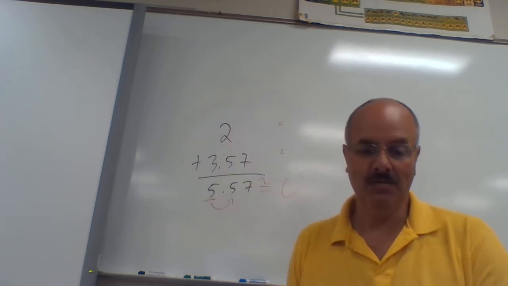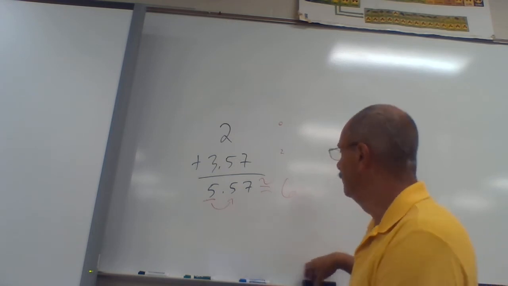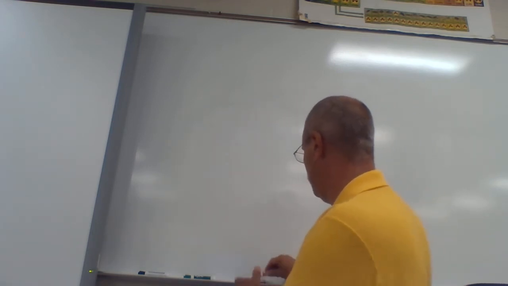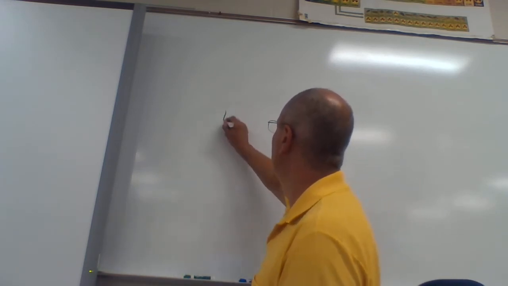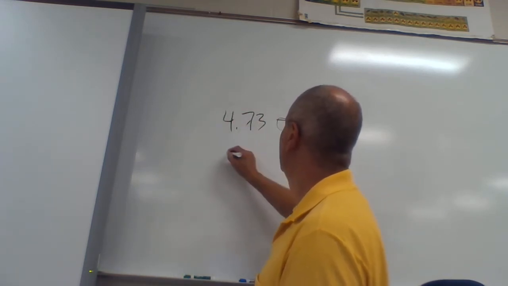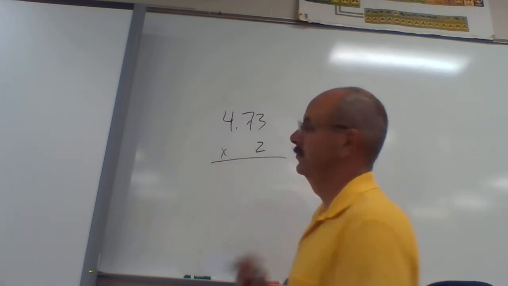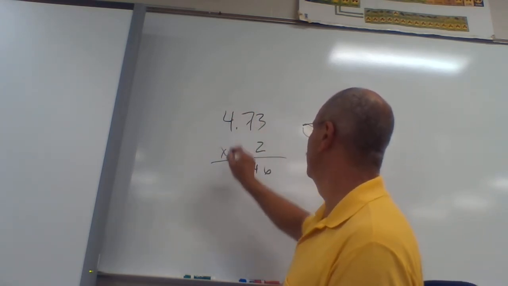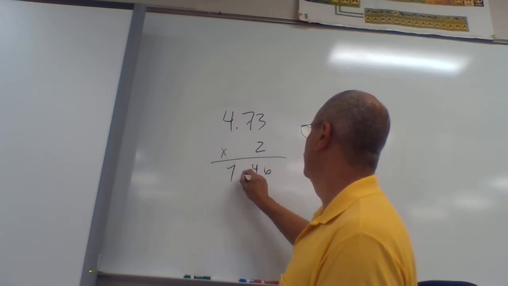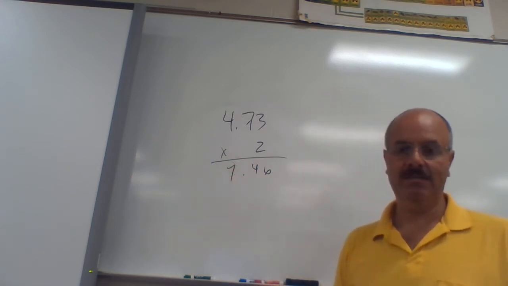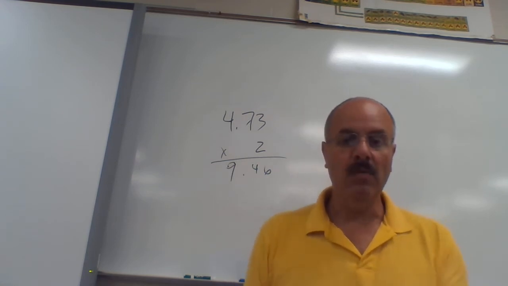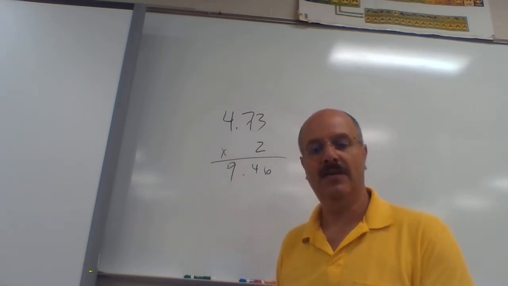Now let's go to the second rule. What if we multiply or divide? Let's try another one. Multiplying or dividing. Let's go 4.73 multiplied by 2. If I multiply this out, I'm going to get 9.46. Make sure you can see that, 9.46. Now where do I round this off at?